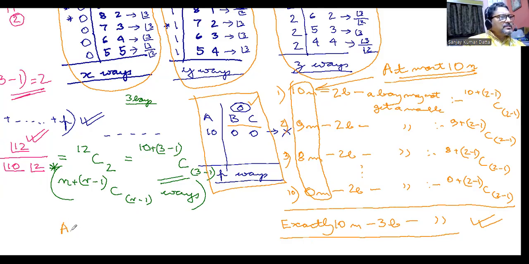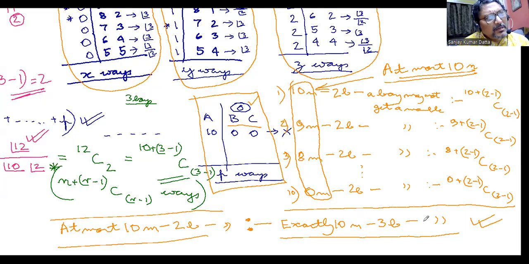At most 10 marbles distributed among 2 boys so that a boy may not get a marble is exactly equivalent to exactly 10 marbles among 3 boys so that a boy may not get a marble. Both of these values are equal. I hope you got it.